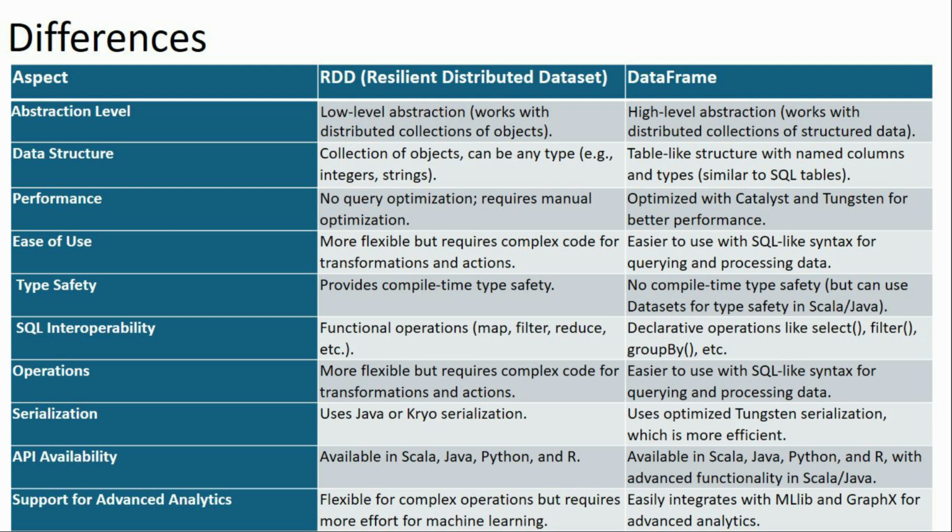Let's move on to operations. RDDs provide low-level operations such as map, filter, reduce, and join. You have complete control over your transformations and actions, but you need to manually manage how these operations are applied.